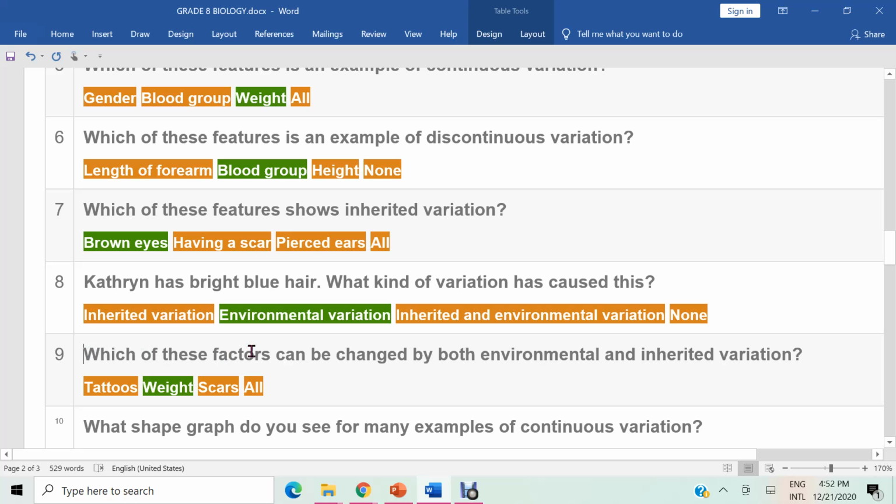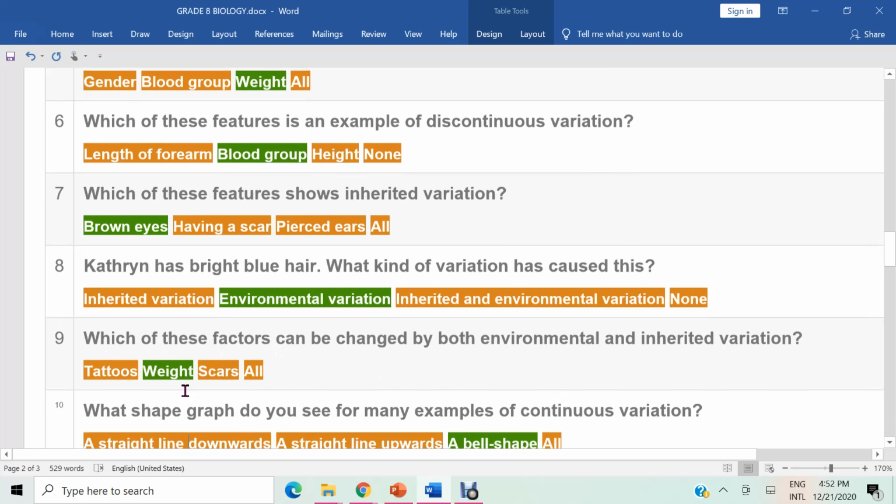Question number 9. Which of these factors can be changed by both environmental and inherited variation? Answer is weight. Yes, a person can be overweight because of genetic reasons, because of a gene for an overweight characteristic, and also because of environmental conditions like being less active, taking more input, and offering very little output. So the energy which is stored can be converted to an excess amount of weight. So there are two factors, an environmental factor and also a genetic factor. So the answer for question number 9 is weight, body weight.